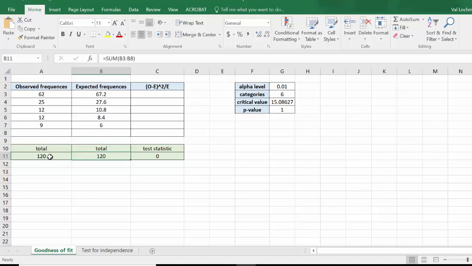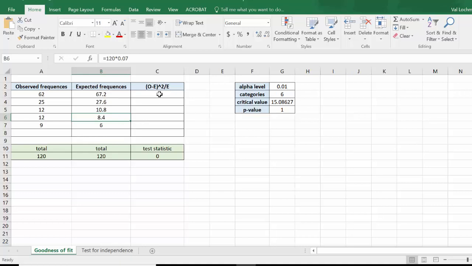And over here, this is my way to check that I'm doing my computations correctly. The totals are the same, right? Now I'm just going to observe these numbers. So 9 is different from 6, 12 is different from 8.4, and all of these categories have different values for observed and expected frequencies. But the question is, are they different enough?